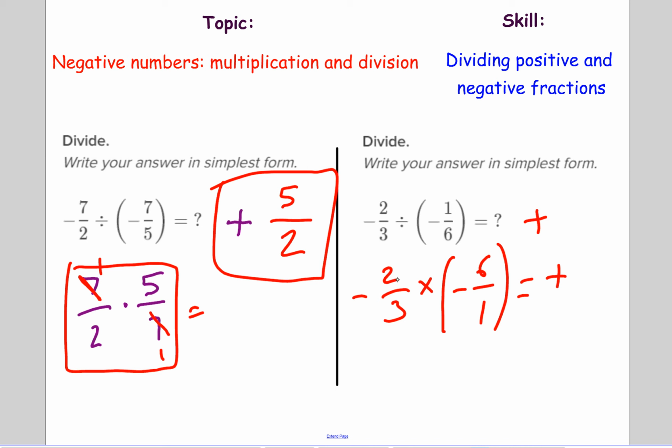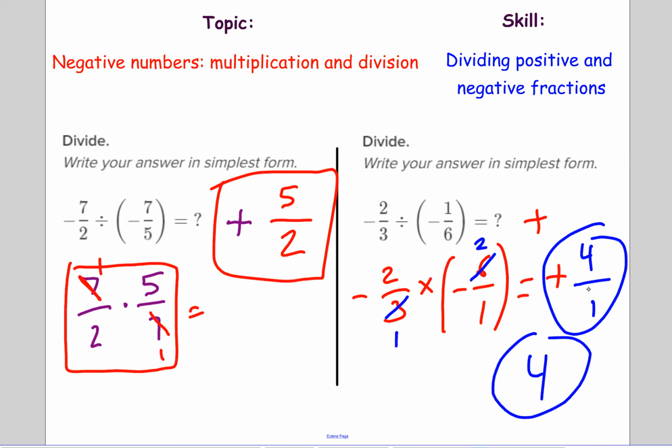So 2, 3, 6, 1. Anything I can simplify? 2 and 3, nope. 2 and 1, no. 6 and 3, yes, I can simplify there. What number goes into both 6 and 3? The answer is 3. 3 goes into 6 2 times. 3 goes into itself 1 time. So my numerator becomes 2 times 2, which is 4, over my denominator, which is 1 times 1, which is 1. So positive 4 over 1, which is just 4.